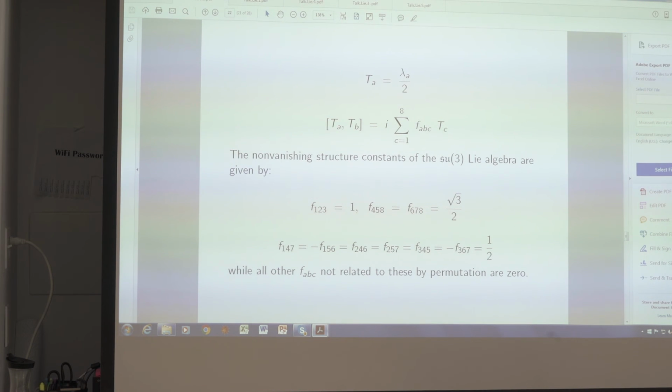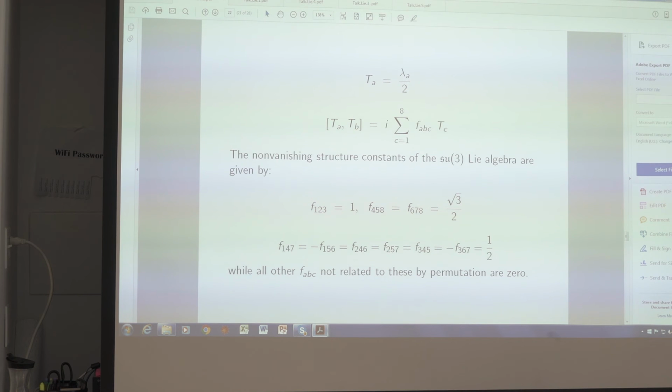If you look at the Gell-Mann matrices and rescale them by 1/2, you have this algebra. If you take the matrices I just wrote down and write down the commutation relations, you'll see the non-vanishing structure constants of the SU3 algebra in this basis are given by this. The 1, 2, 3 gives you 1, the 4, 5, 8 gives you this, and all of these give you 1/2. Remember, these entries are all antisymmetric.